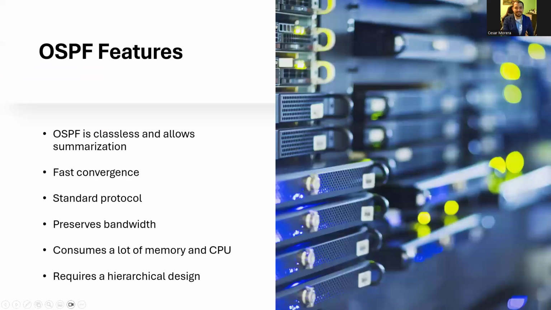Okay, what else do we have? Now we have some of the features for OSPF. Give me just a moment here. Let me just activate the camera for a minute so I can talk to you about them. When we're talking about OSPF features, we are referring to OSPF being classless and allowing summarization, fast convergence, a standard protocol. It preserves bandwidth, consumes a lot of memory and CPU, and it requires a hierarchical design.